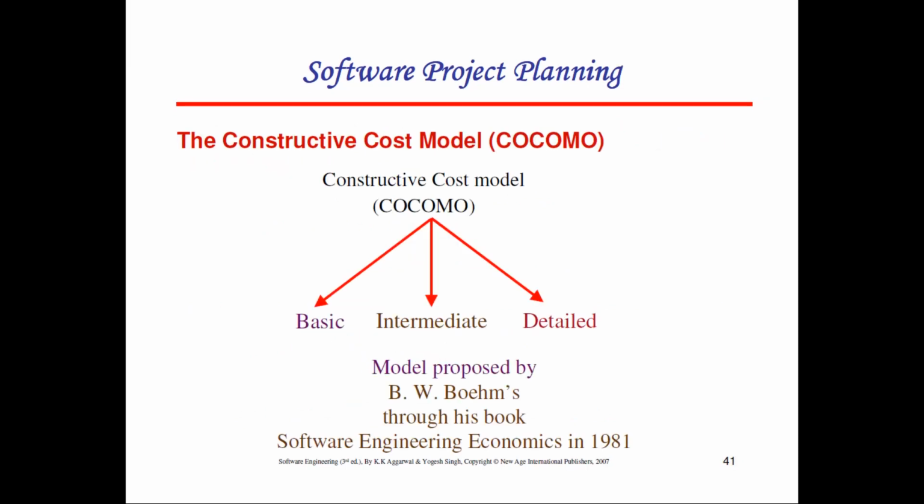Now next is an important model, the universal model, which has been studied several times, and refinements have been done with a lot of changes. It's a very famous model. We call it the COCOMO model. It's a constructive cost model. It has three types: basic, intermediate, and detailed. I think we'll do the basic part. Intermediate we will have a small touch of it, and detailed we will not do.